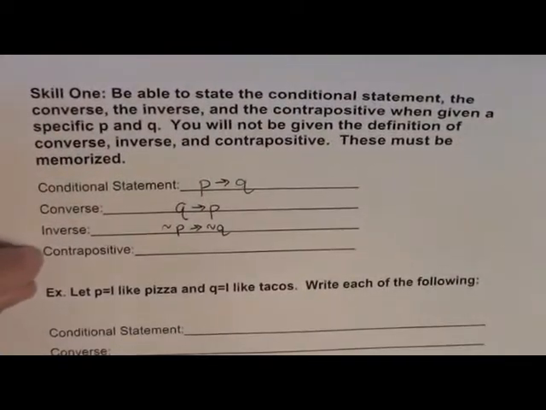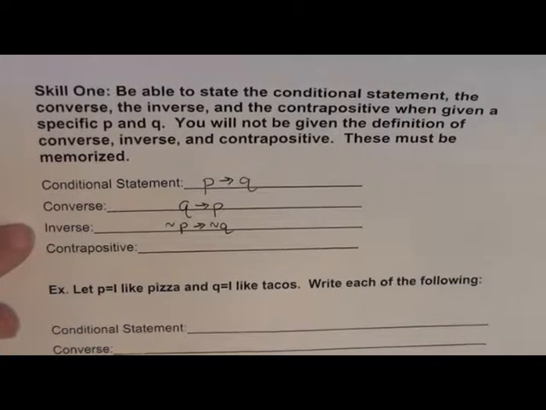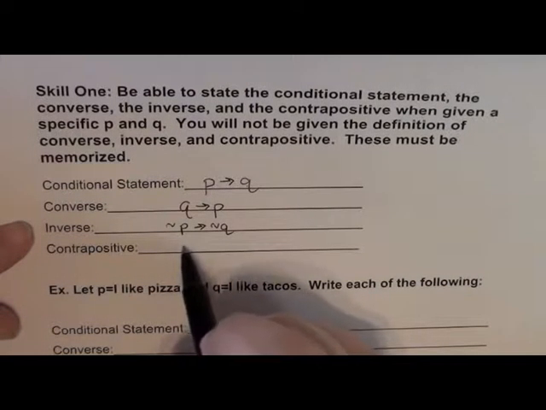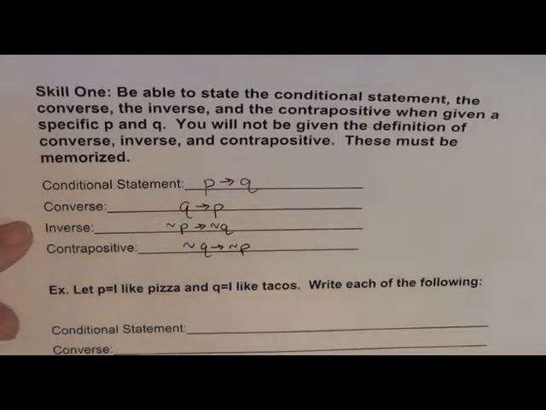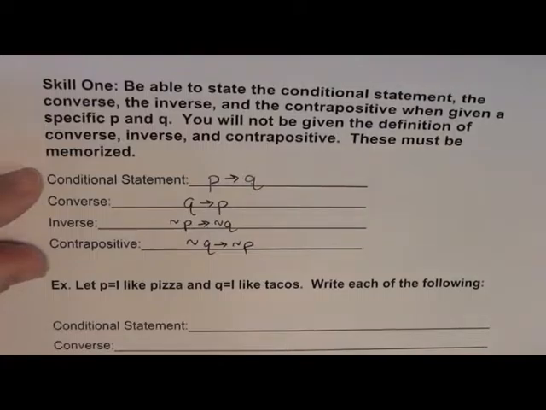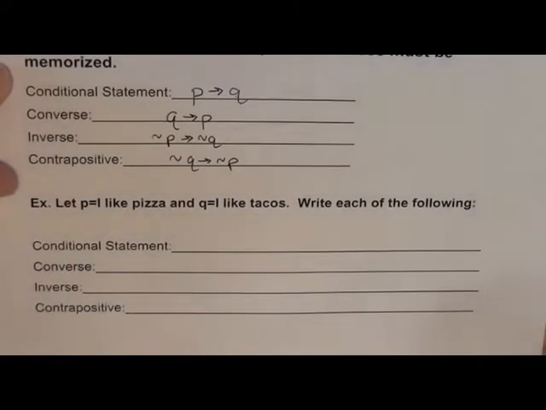The contrapositive is a combination of the converse and inverse, where you switch the P and the Q, like the converse, but you also negate them both, like the inverse. So that's if not Q, then not P. Now if you can memorize these, writing the sentences isn't too difficult, but you do have to have them memorized.